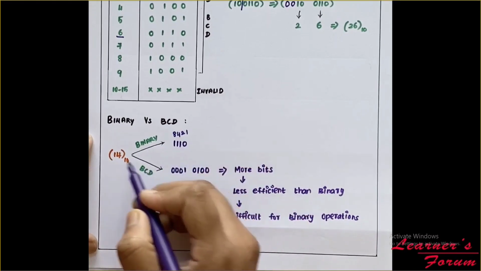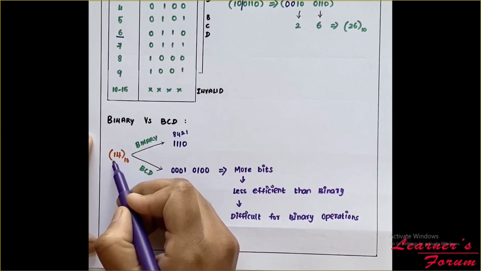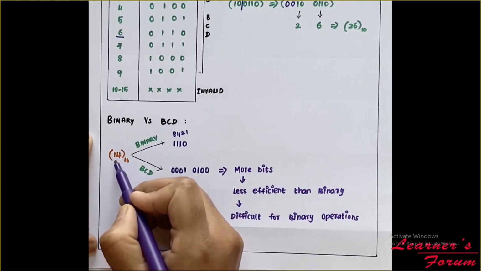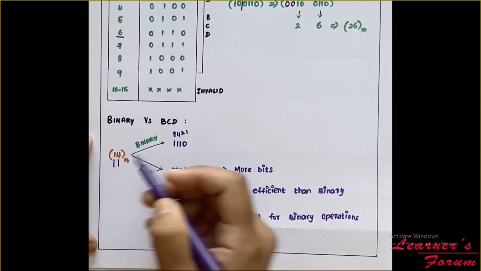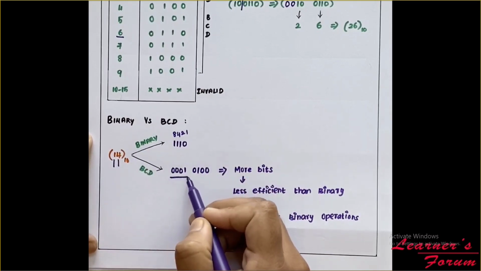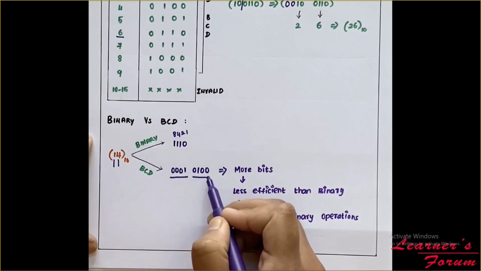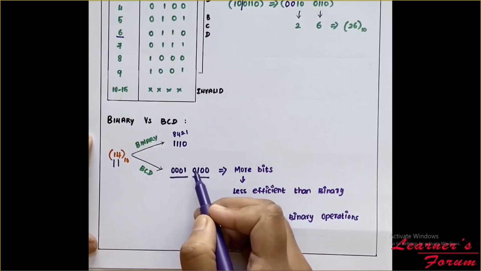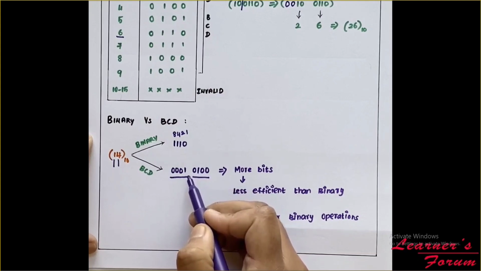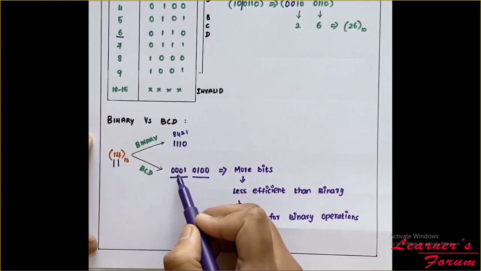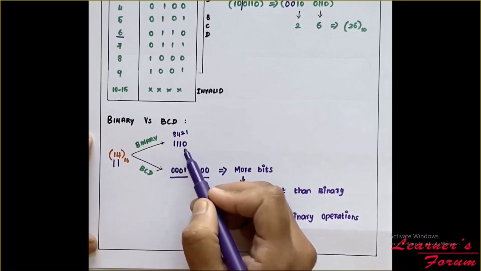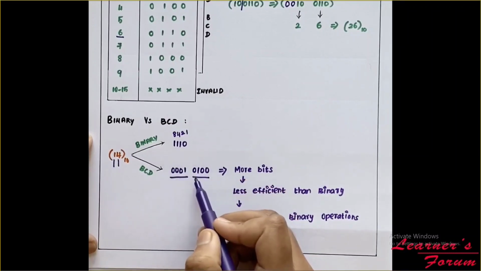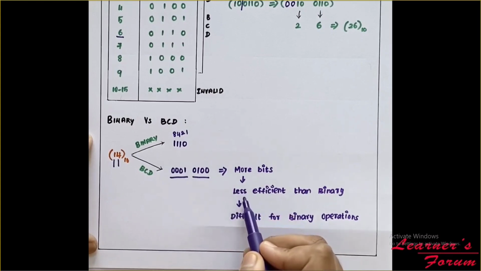Whereas in BCD, the number 14 is invalid as per the table which we have seen earlier. So we have to write separately for 1 and 4, then we can get the equivalent BCD value. For 1 it is 0001 and for 4 it is 0100, which is the equivalent BCD for the given decimal number. As you can see, this BCD number has more bits. In binary we have just 4 bits, but in BCD we have 8 bits. So more bits are required, which makes it less efficient than binary.